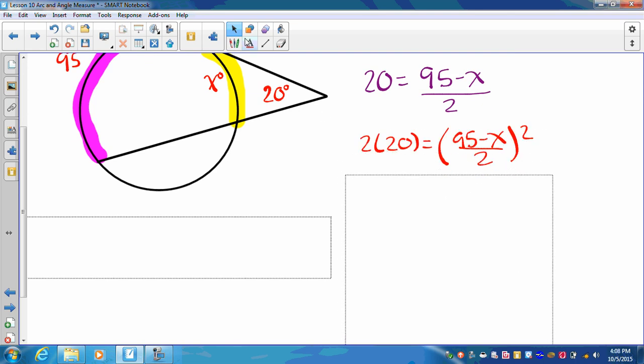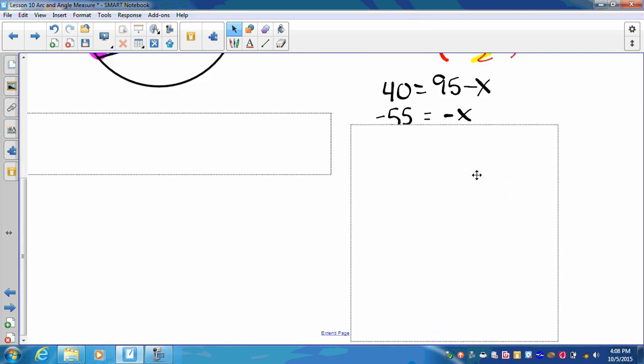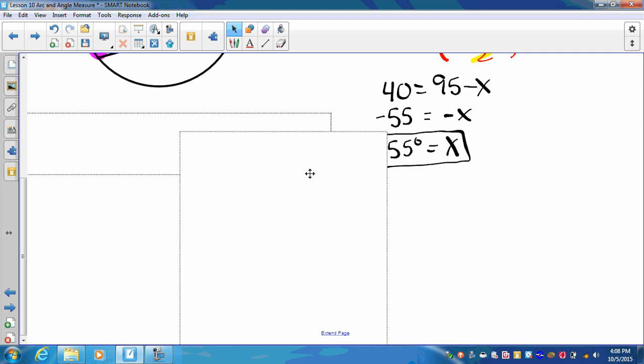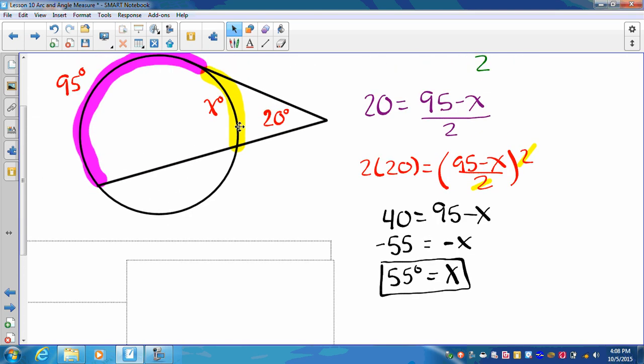We'll multiply both sides by 2 here, and those 2's will cancel. And then we'll keep solving. When we get negative 55 is equal to negative x, all we have to do is multiply by negative 1, and we'll get that x is equal to 55 degrees. So this small arc is 55 degrees. And since the yellow arc, the one we were looking for, is the smaller one, it should be smaller than 95, and it is.